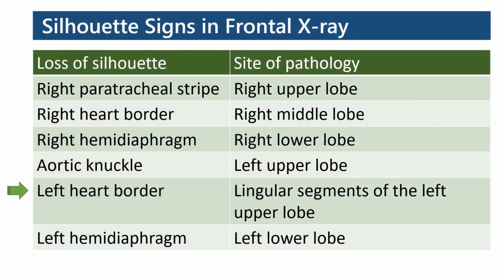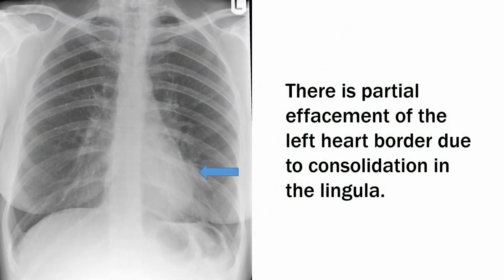If the silhouette of the left heart border is lost, the site of pathology would be the lingular segments of the left upper lobe. In this X-ray, there is partial effacement of the left heart border due to consolidation in the lingula. We can predict lingular involvement due to loss of the left heart border silhouette.